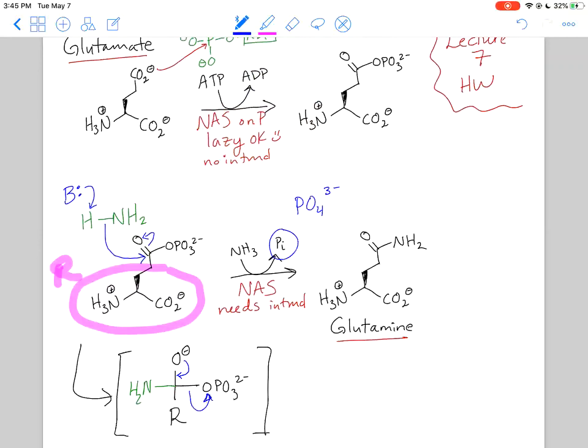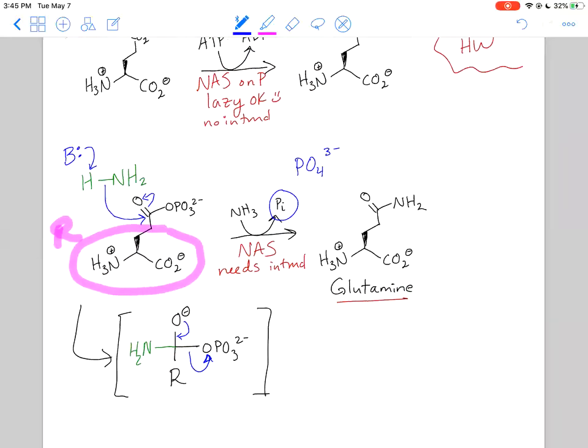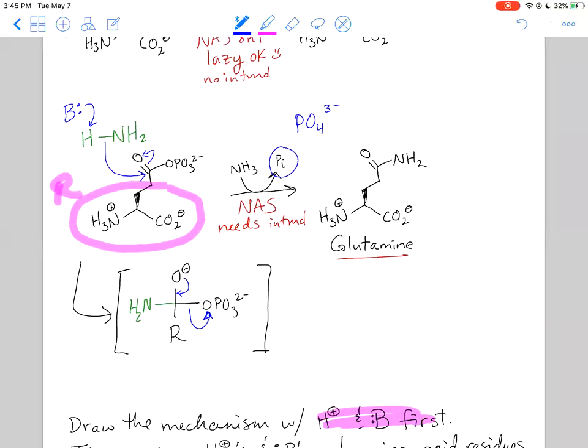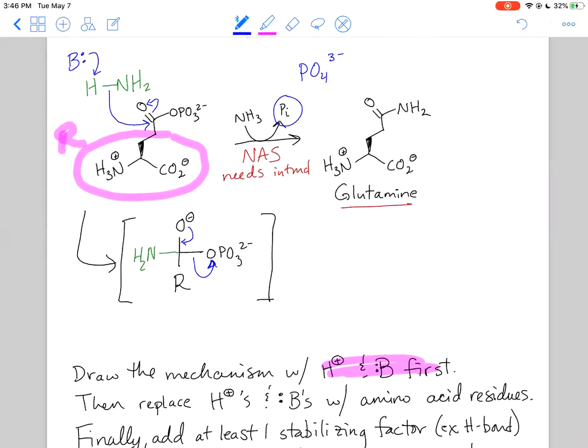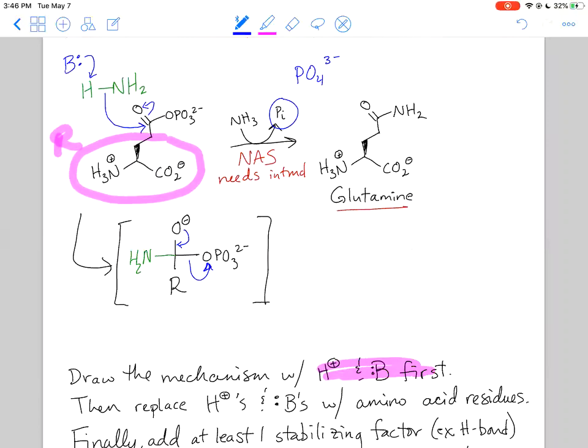Great, so that's the mechanism with B's and H's first. That's my recommendation anytime you're getting ready to draw an enzyme active site. And from there, the next step in terms of drawing an enzyme active site is to replace any B's and H's with amino acid residues. In this case, we only have 1 base that's here.